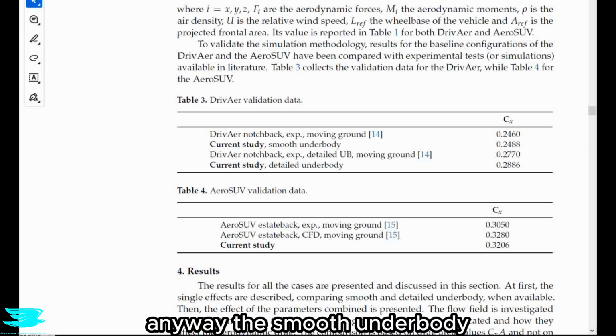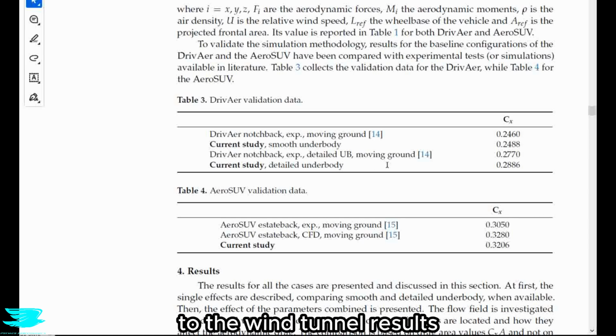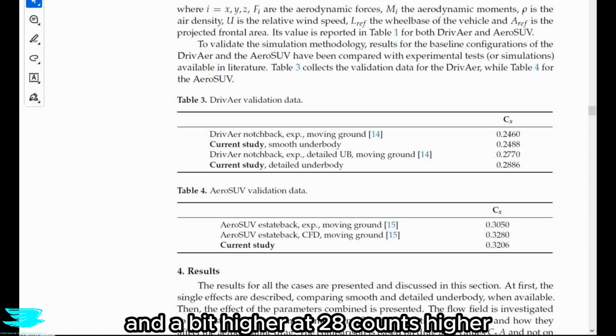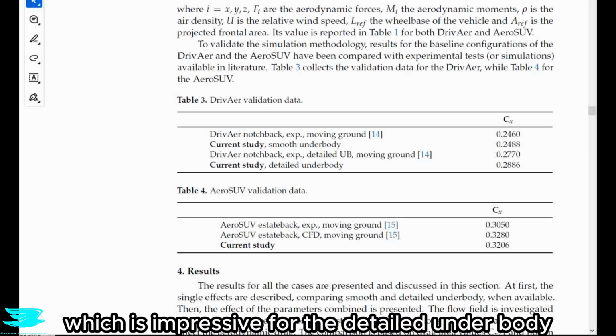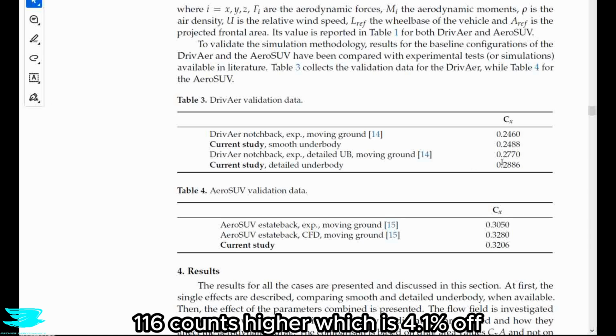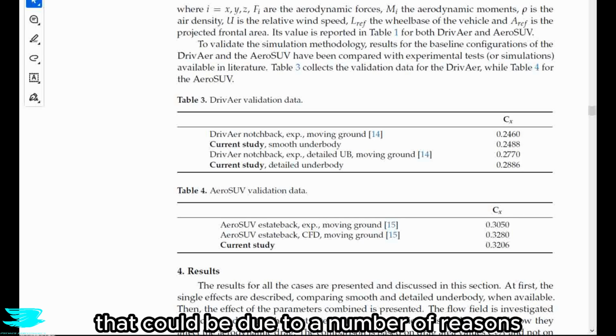Anyway, the smooth underbody drag coefficient was very close to the wind tunnel results, just 28 counts different, and a bit higher, 28 counts higher, and that works out to be just 1.1% different, which is impressive. For the detailed underbody, the results were a little worse, 116 counts higher, which is 4.1% off. That could be due to a number of reasons.